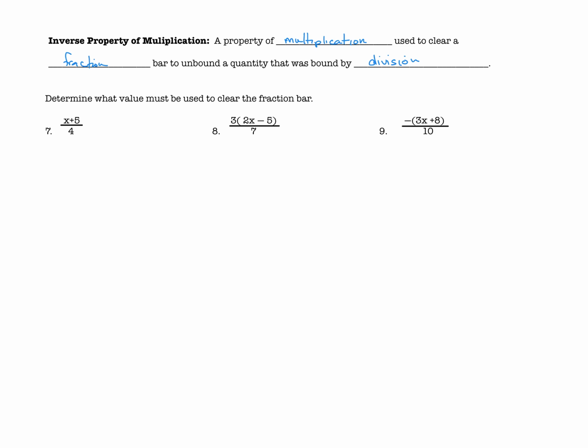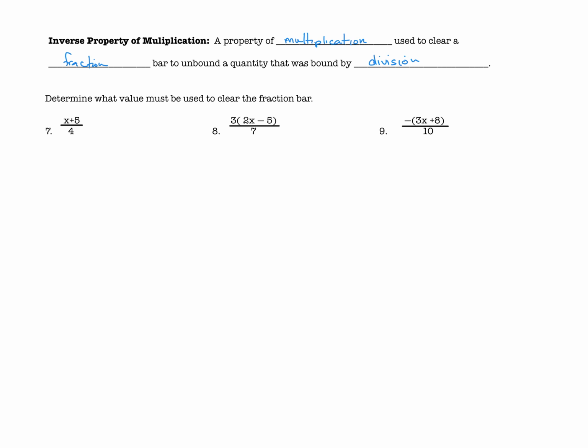So what I'm going to talk about here is determine what value must be used to clear the fraction bar. Well, you have to take a look at what's going on, okay? It's more than just looking at the denominator, all right? You could do that, but I'm a fan of clearing as much of the problem as possible, all right? So notice that this x plus 5 is bound by dividing by 4. So that means what I can do is I can simply just multiply by 4.